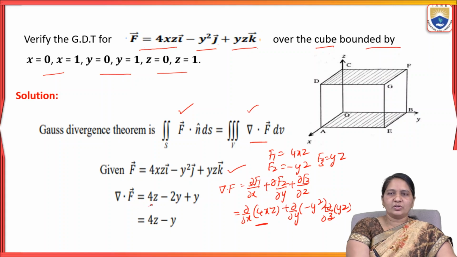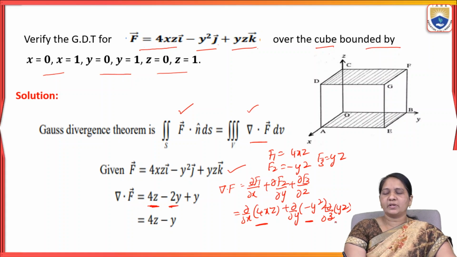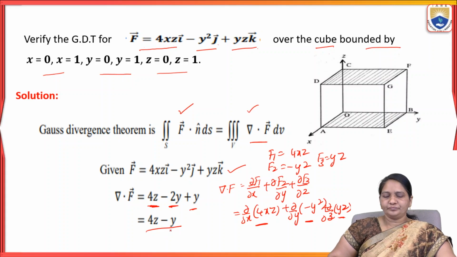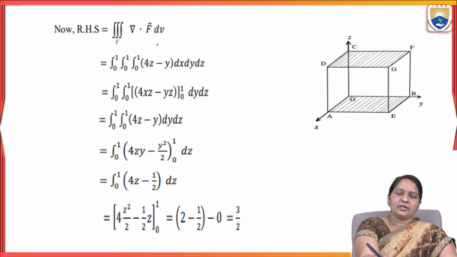With respect to x, this is 4z. With respect to y, y square gives minus 2y. With respect to z, y into z gives y, so plus y. So finally the del dot F value is 4z minus y. Now we are calculating the RHS part.